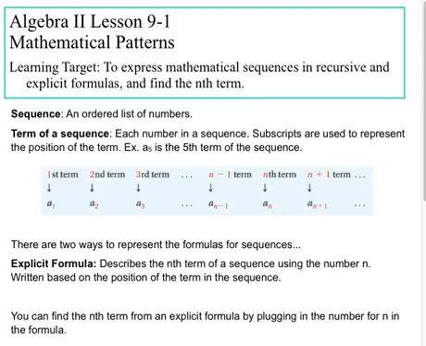A sequence, pretty basically, is just an ordered list of numbers. So it's just a pattern in numbers. And we're going to be looking for how we can represent that pattern. To represent each individual term, we use a1, which is going to be your first term. a2 is the second term. a3 is the third term, so on and so forth. a sub n is the nth term, obviously.